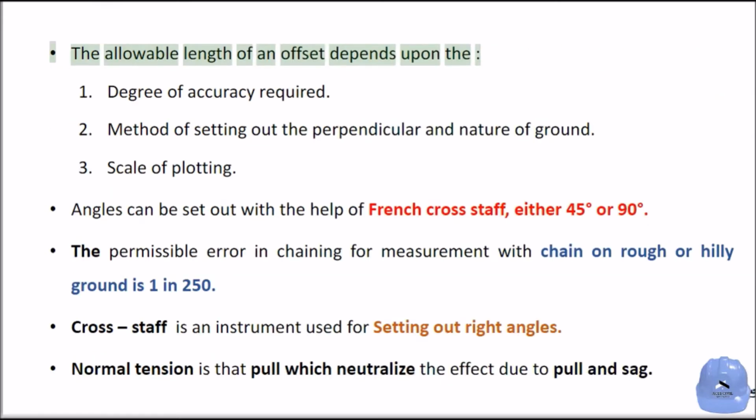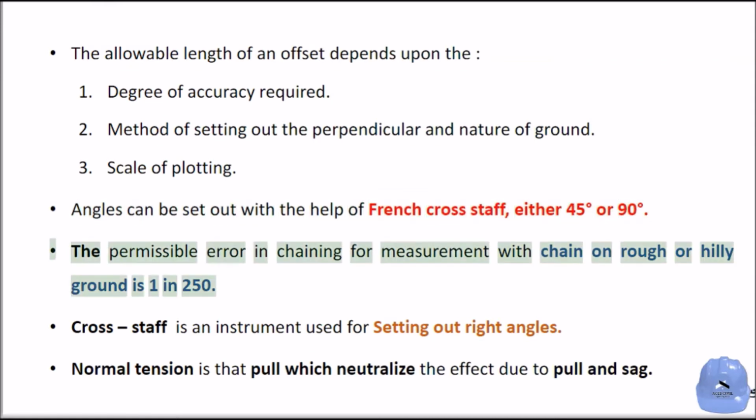The allowable length of an offset depends upon: 1. Degree of accuracy required. 2. Method of setting out the perpendicular and nature of ground. 3. Scale of plotting. Angles can be set out with the help of a French cross staff, either 45 degrees or 90 degrees. The permissible error in chaining for measurement with chain on rough or hilly ground is 1 in 250.